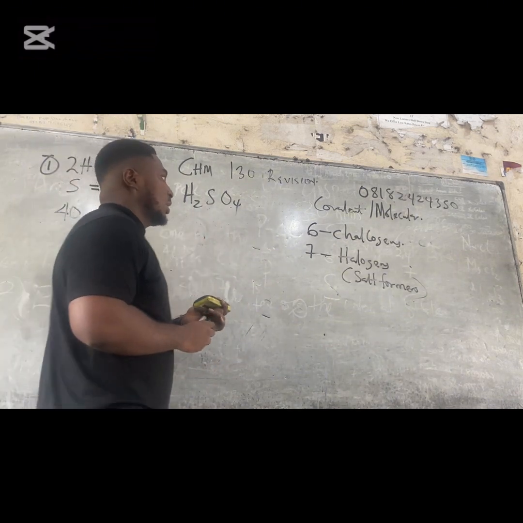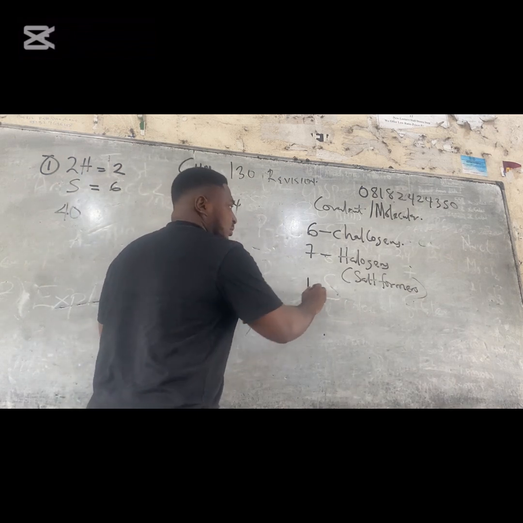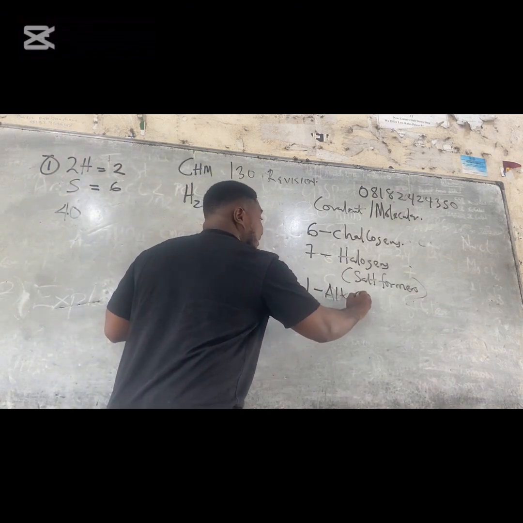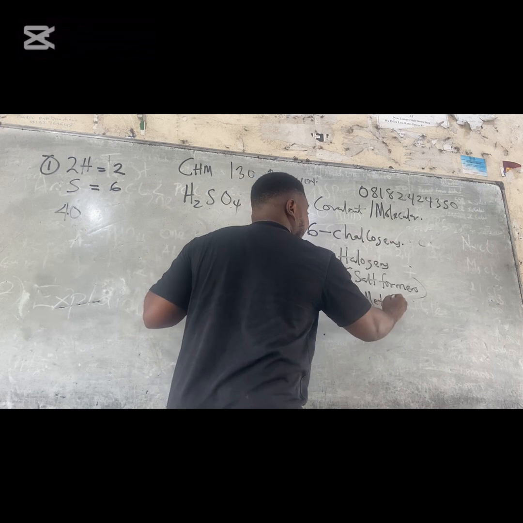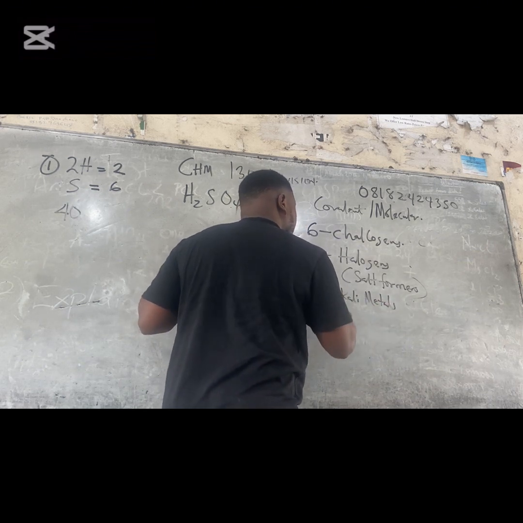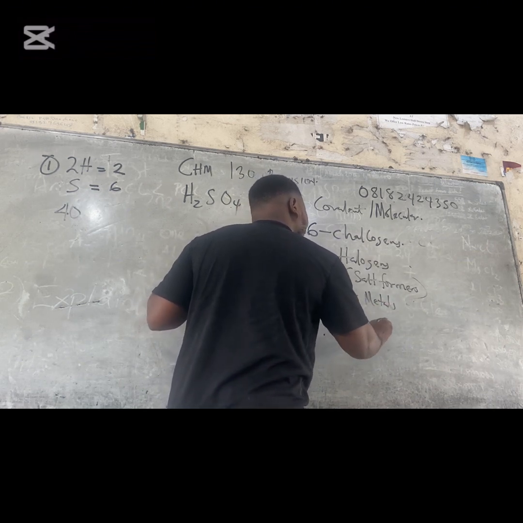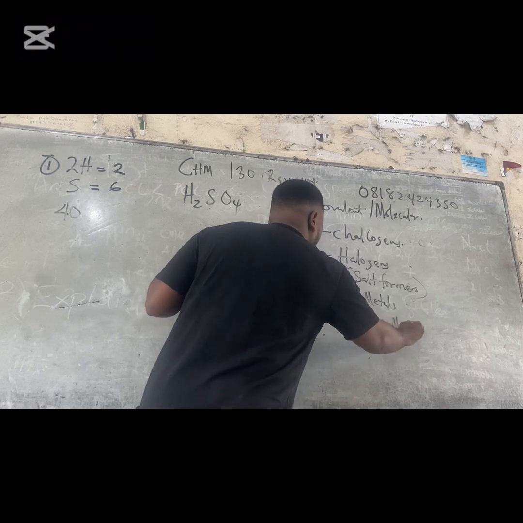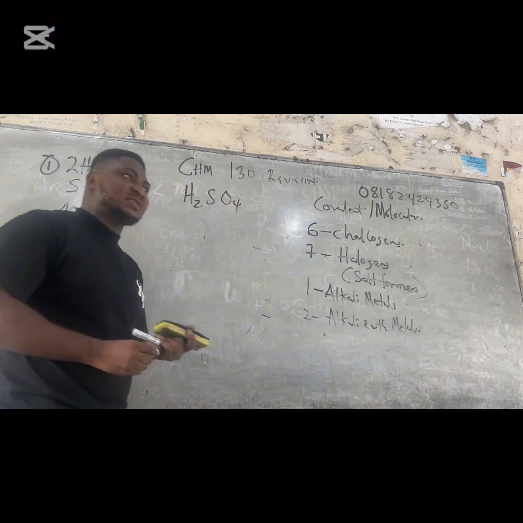You are done. Class, group 1 are called what? Alkali metals, right? Alkali. Group 2 are called what? Alkali earth metals. Well done. Alkali earth metals.